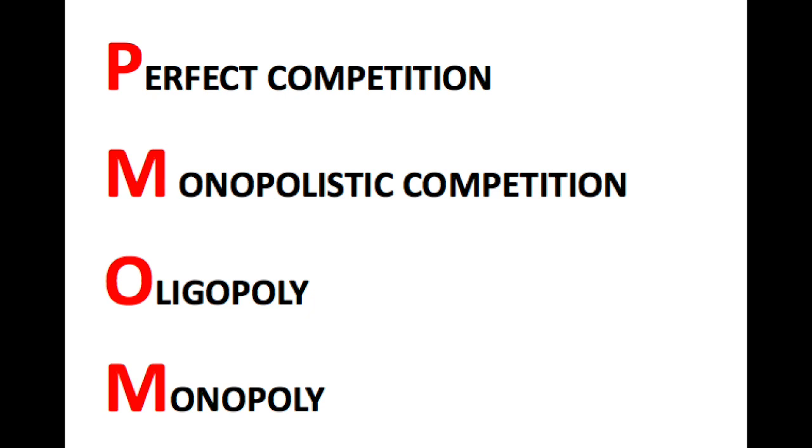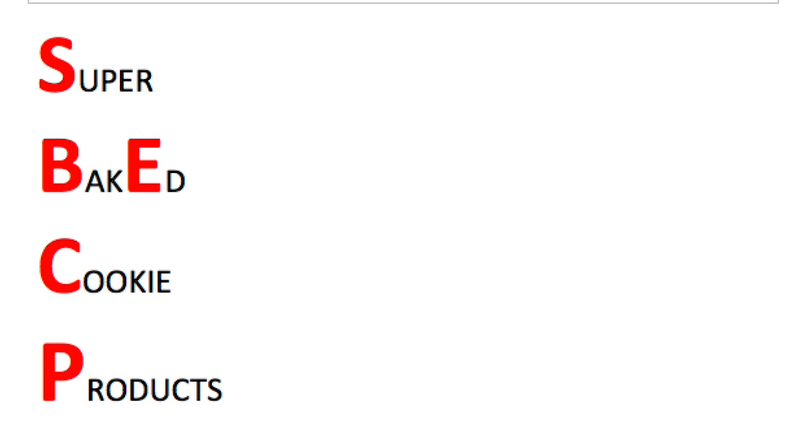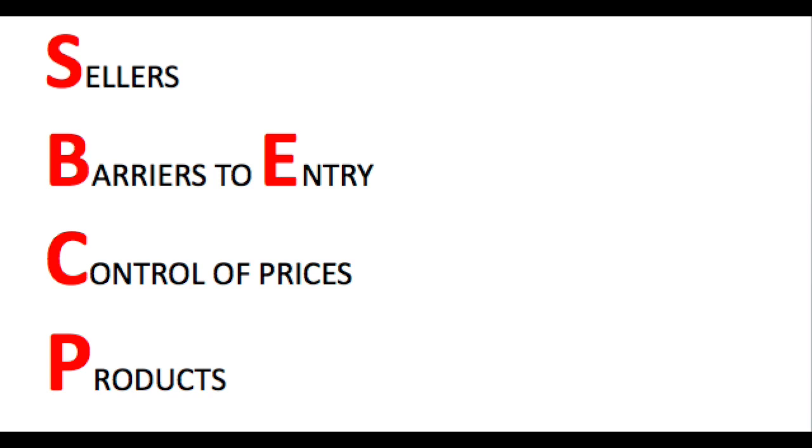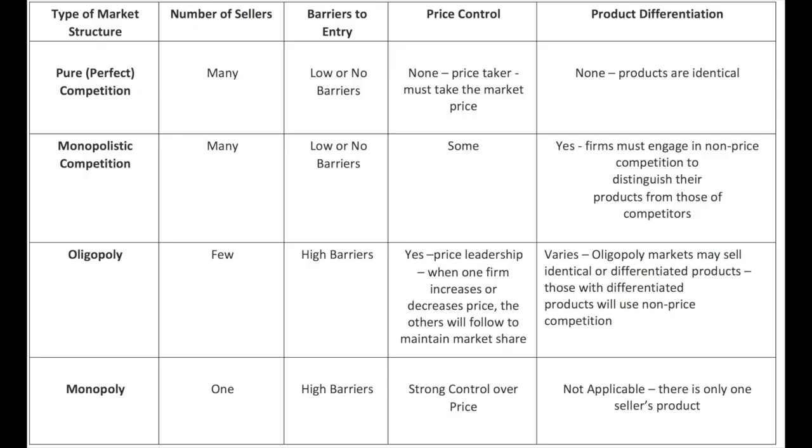And so let's make sure that we understand what those characteristics are. Remember, they want certain things. So we're going to remember that the perfect mom makes super baked cookie products. So with super baked cookie products, we're talking about how many sellers are there? What are the barriers to entry? What is the price controls or the control of price? And then what type of products are being made there? Are they different? So the perfect mom making super baked cookie products.